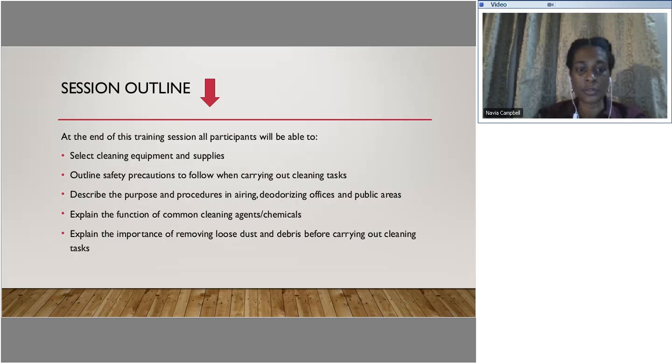At the end of this tutorial, you should be able to select cleaning equipment and supplies, outline various safety precautions for carrying out cleaning tasks, describe the purpose and procedures in airing and deodorizing offices and public areas, explain the function of common cleaning agents or chemicals, as well as explain the importance of removing loose dust and debris before carrying out cleaning tasks.